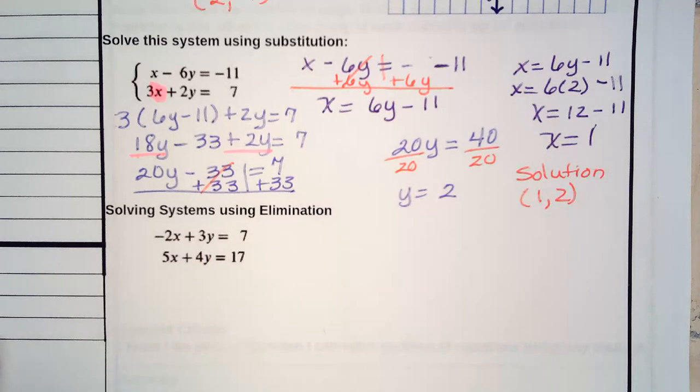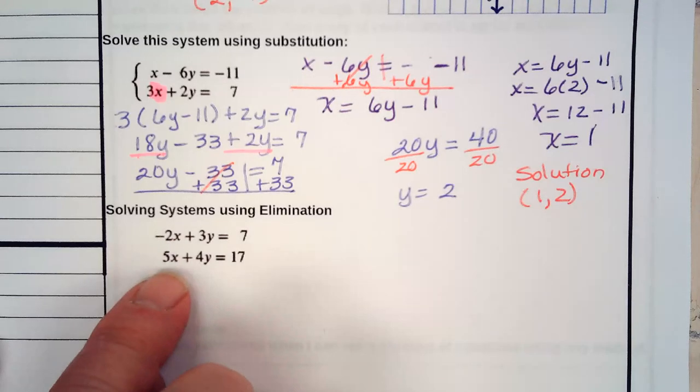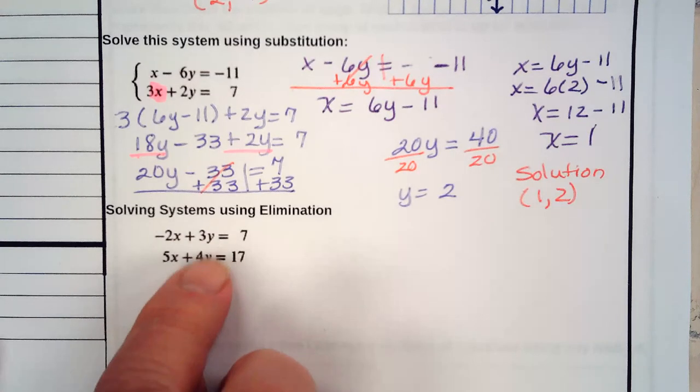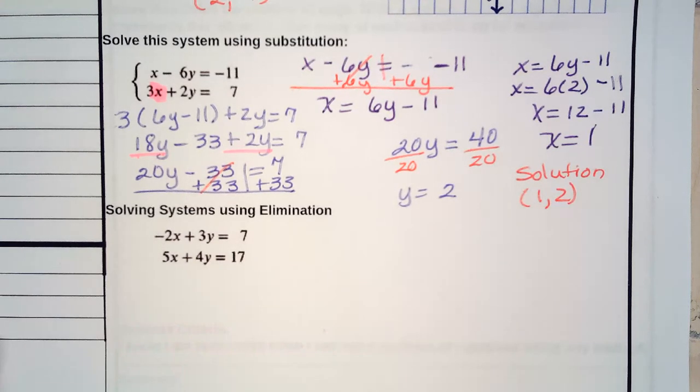I can think one step further. This is negative, this is positive. So I will be multiplying both of them by a positive number. These are both positive, so one would have to be multiplied by a negative number.